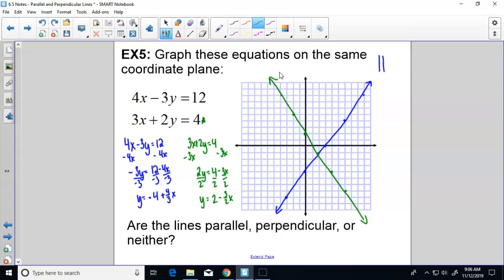Okay, parallel, perpendicular, neither. These are neither. That angle right there is not really a right angle, but it looks kind of close, which tells us we need a better way, which we're going to learn here in just a minute.